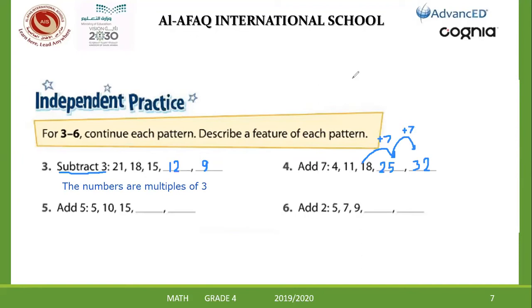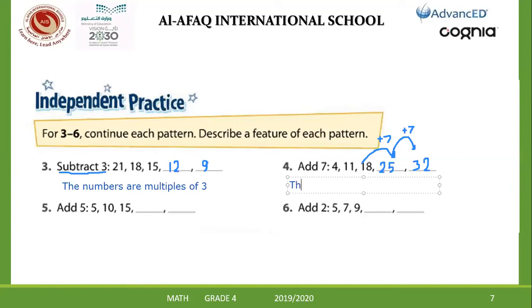What about here? If you want to describe a feature of this pattern, as you see here, I have 4, it is even. I have 11, it is odd. 18, even. 25, odd. 32, even. So we can say the numbers here are jumping between even and odd. So here, which word should I use? So here the numbers alternate between even and odd. So to describe this pattern, I have to use this word alternate.